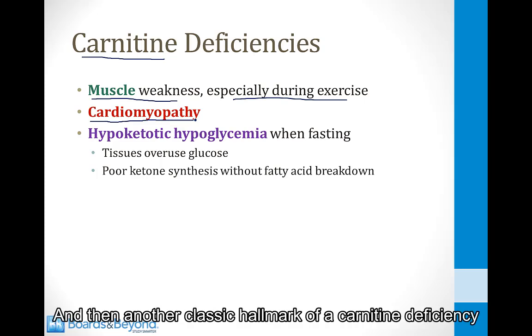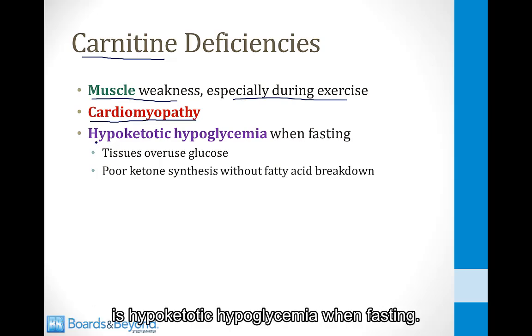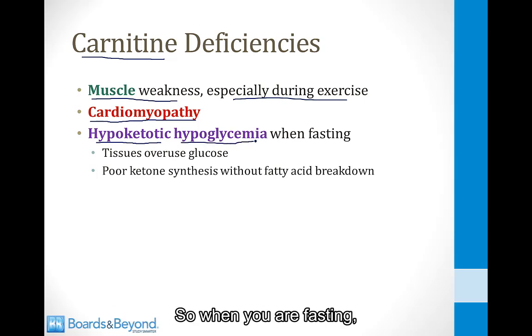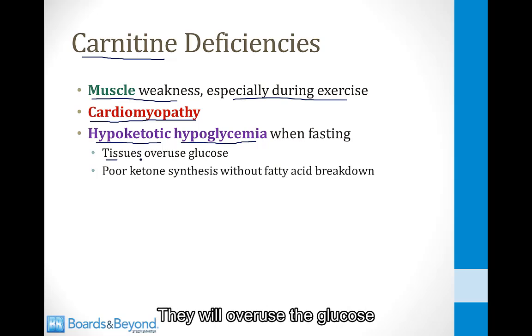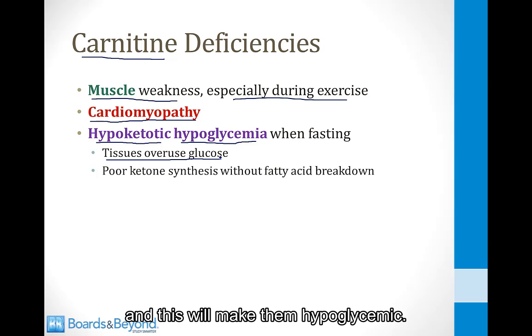And then another classic hallmark of a carnitine deficiency is hypoketotic hypoglycemia when fasting. So when you are fasting, you normally use fatty acids and glucose from gluconeogenesis as a source of energy. However, people with a carnitine deficiency cannot metabolize fatty acids, so they can only use glucose. They will overuse the glucose, and this will make them hypoglycemic.